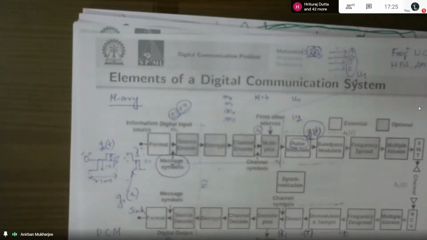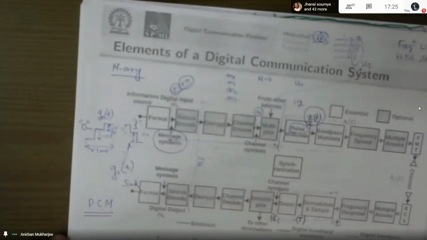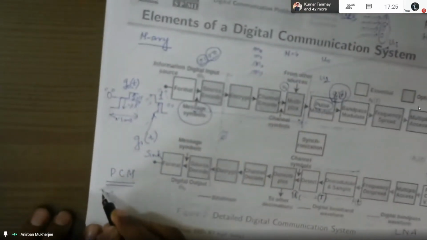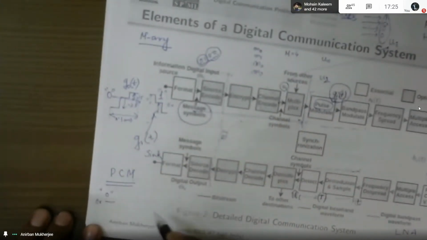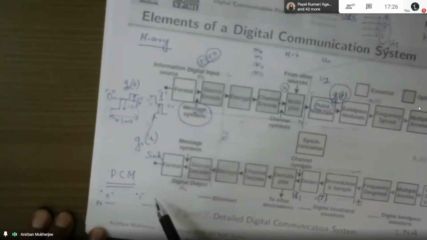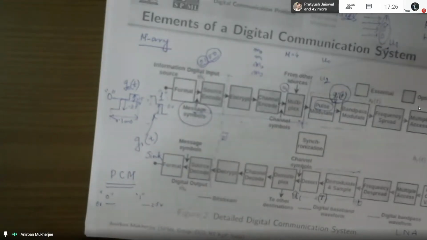Maybe I will not do this. I will do my 0, say logical 0 is 0 volt, and logical 1 is maybe 2.5 volt. So this is another PCM waveform. You may say no, my logical 0 is minus 2.5 volt, and logical 1 is plus 2.5 volt. So this is another PCM waveform. So there are different types of PCM waveform.